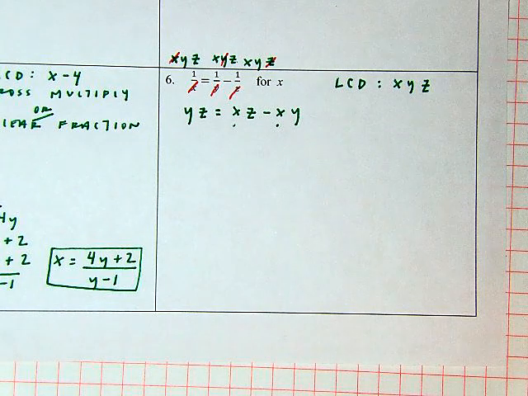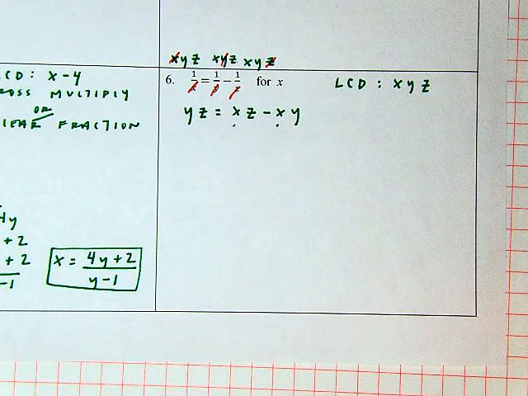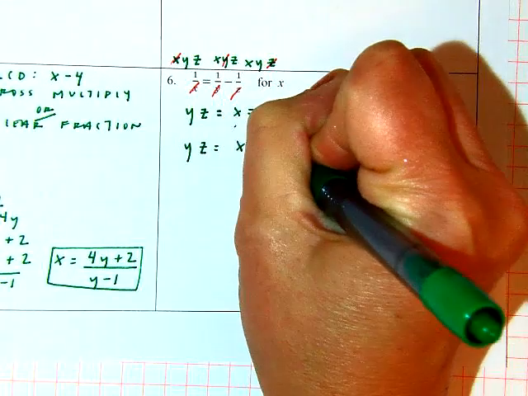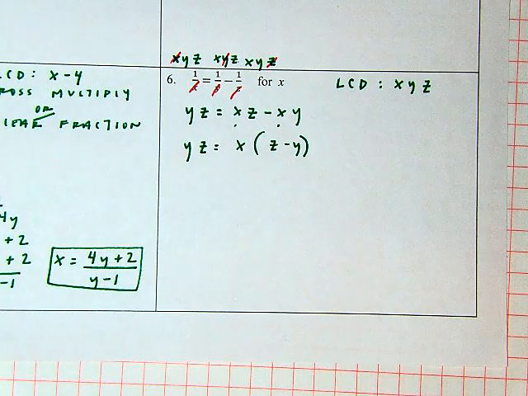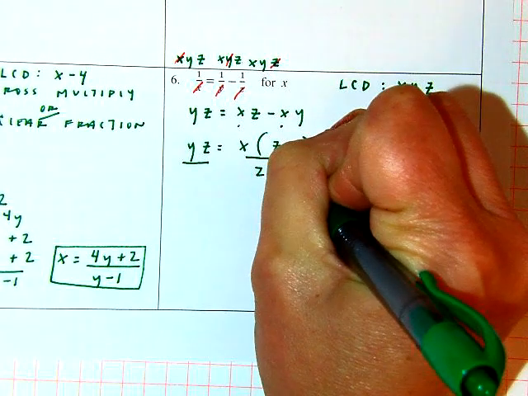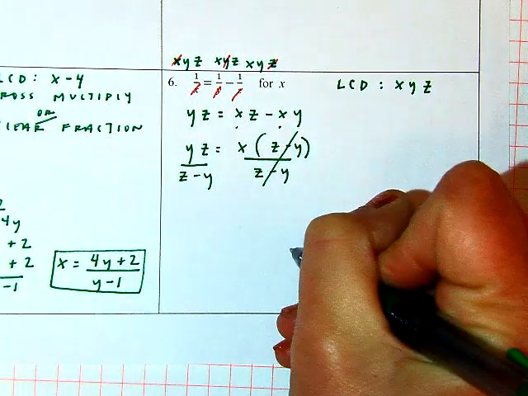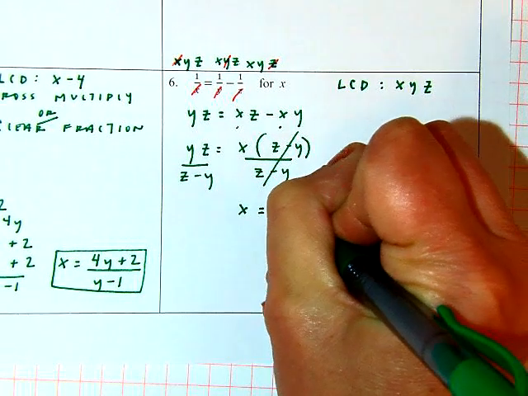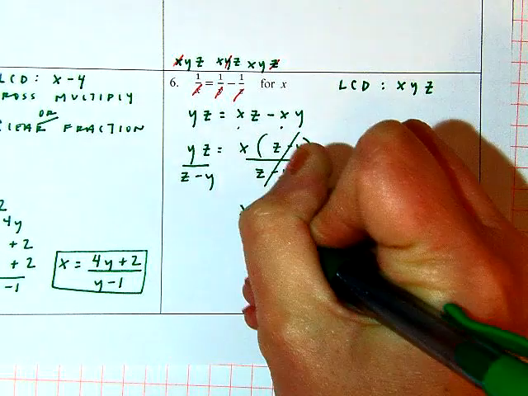They already are. So now I treat x as my common factor. Again, it's a greatest common factor in this case. So yz equals x times z minus y. And again, to get x all by itself, now I can divide both sides by z minus y. And I'm at my conclusion. I've done my job. I've gotten x all by itself. So x equals yz over z minus y. And that's my final answer.